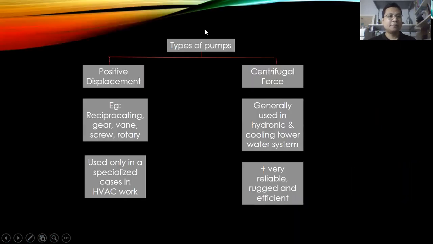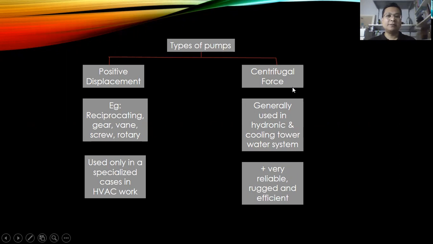Based on the types of pumps, we can separate them into two types. The first is positive displacement. The second is centrifugal force. Under positive displacement, we can find reciprocating, gear, vane, screw and rotary. And then under centrifugal force, we can get the other type, using an application of the centrifugal force, in the hydronic and cooling tower water system.